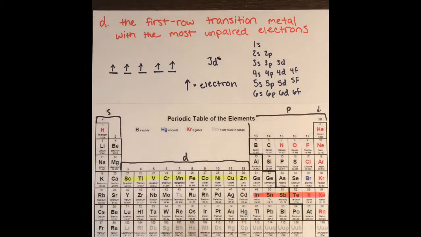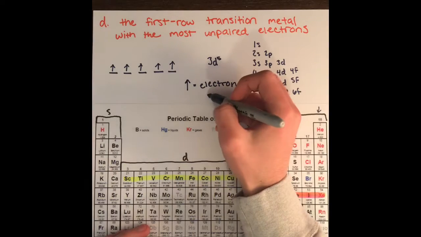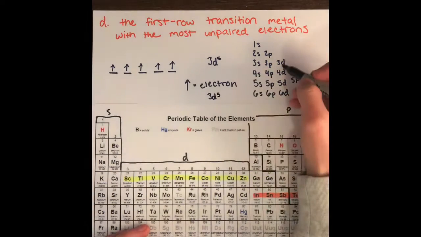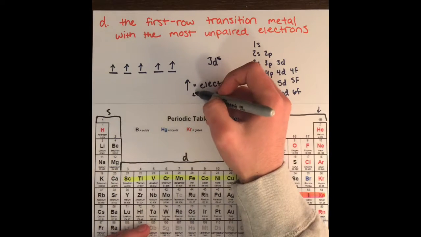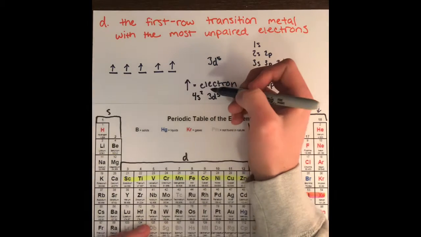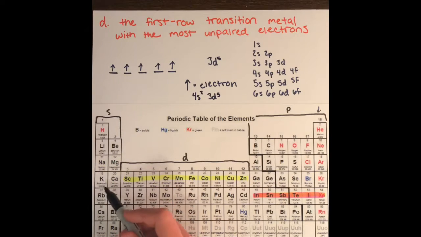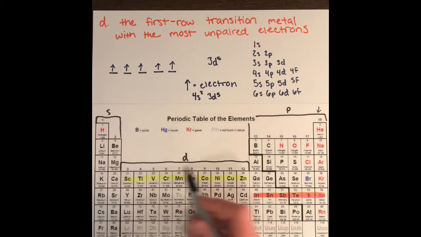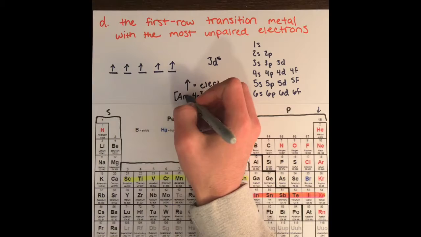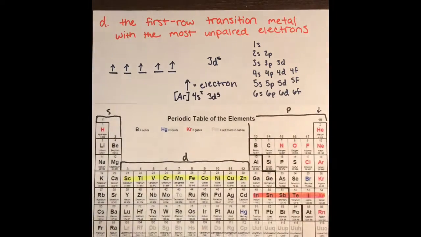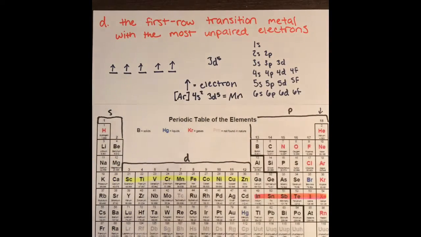Okay, now we're just going to retrace our steps using the chart. So we end with 3d5. Going backwards, we're going to find ourselves at 4s, and since we have to get to 3d, 4s is filled. Now looking at the periodic table, we go down to 4s right here, and we're going to fall back to argon, which will be our abbreviation. And that is for the element of manganese. That is your answer.